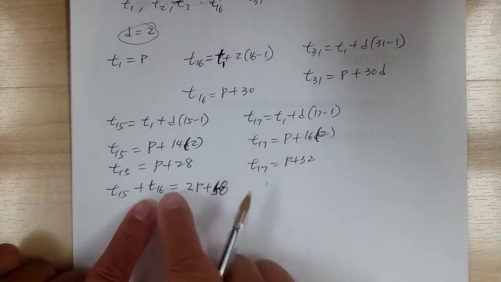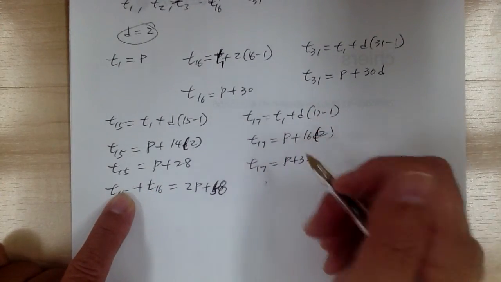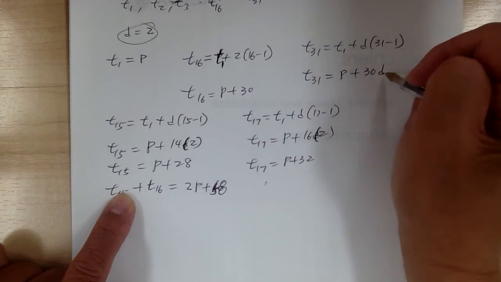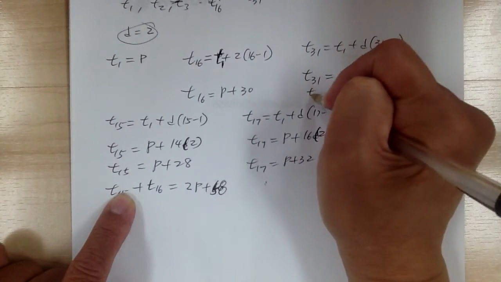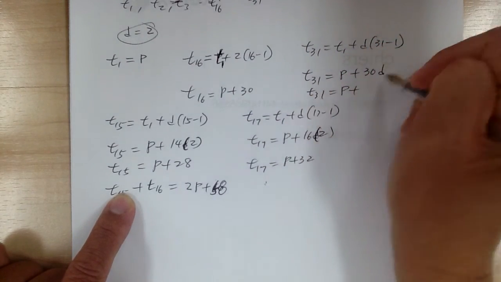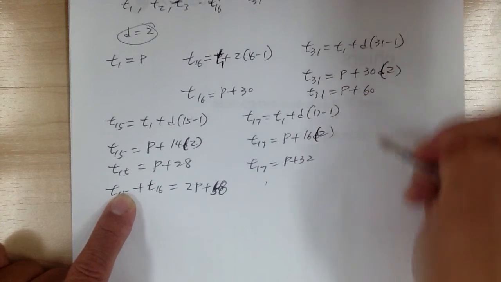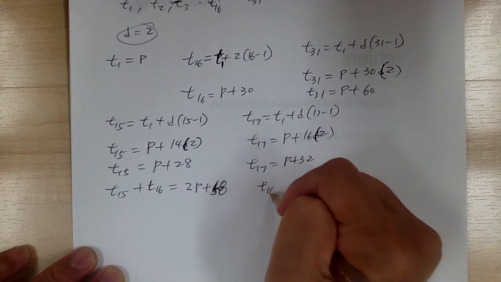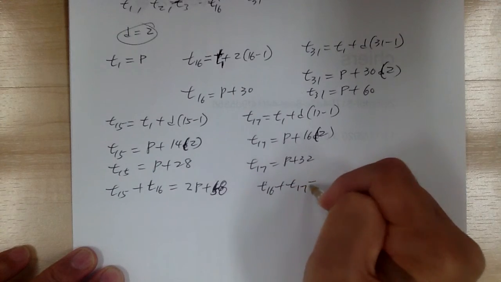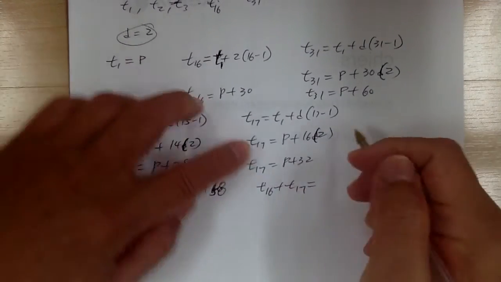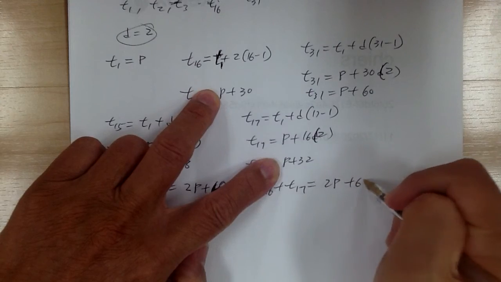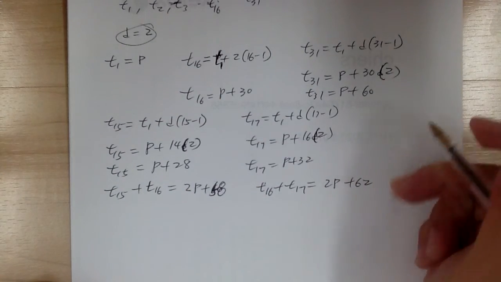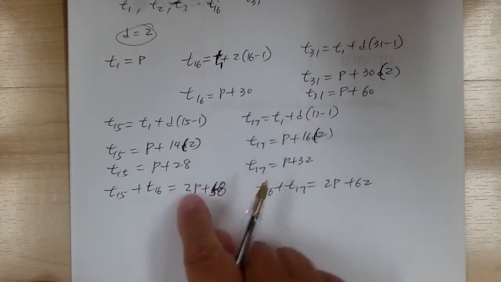So again, we try to find out which case fits that. And again, we can substitute the D in here. So T31 equals P plus, I can substitute 60, okay? So T16 plus T17, you add these two together, you get 2P plus 62. Now you want to see which one fits, okay?